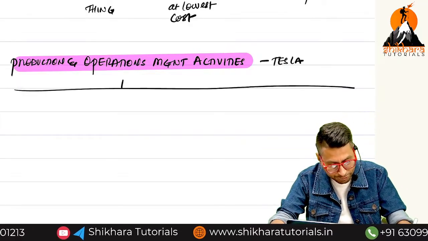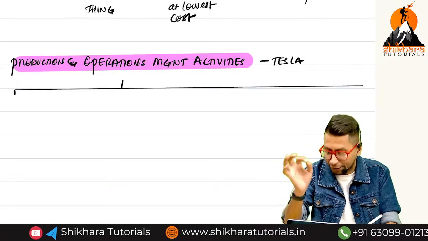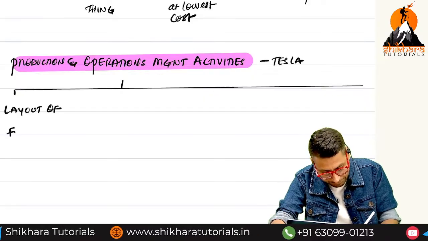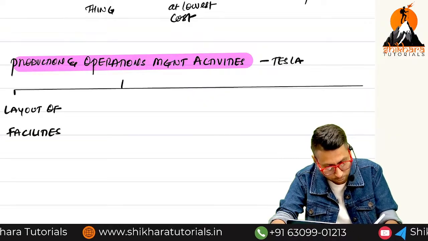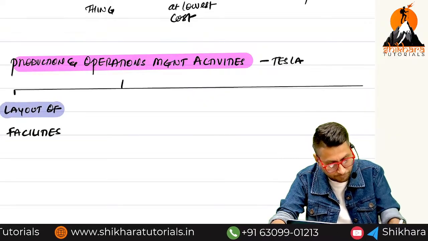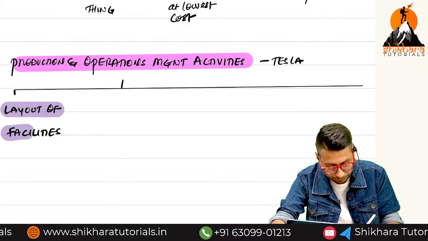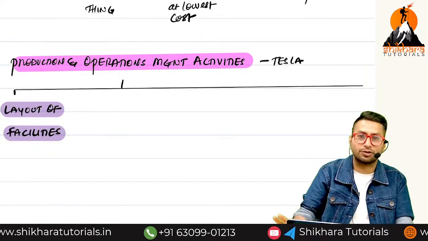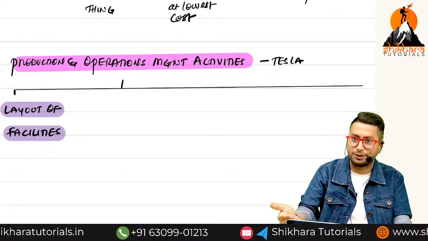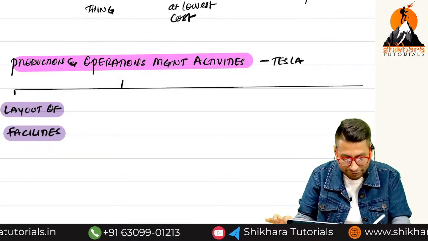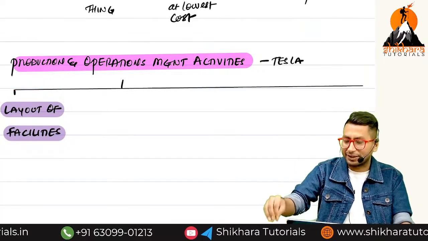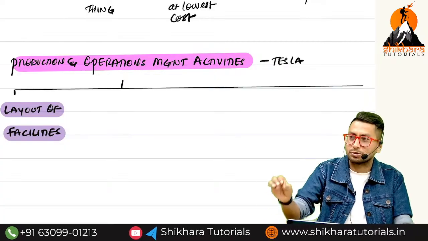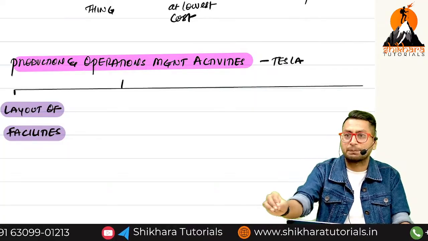In production and operations management, the first point we need to understand is layout of facilities. What is a facility? Any physical establishment is called a facility. It can be a factory, an office, anything. Remember, facility layout I have already explained, starting with: where should my factory be? Should I start my factory anywhere, or should I first start a factory nearby the raw material supplier and customers?